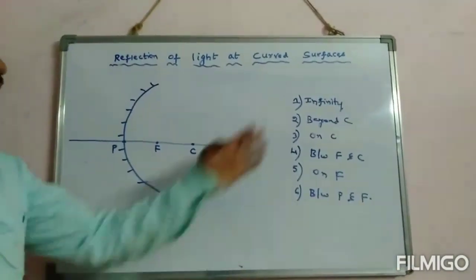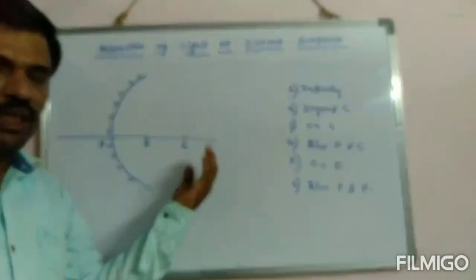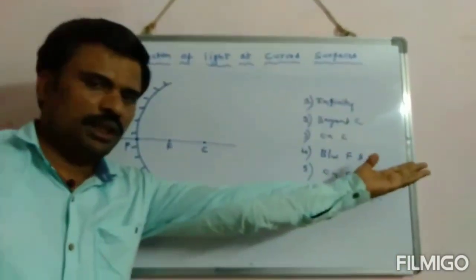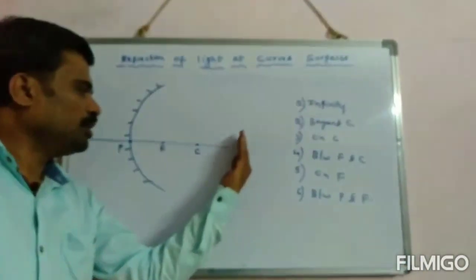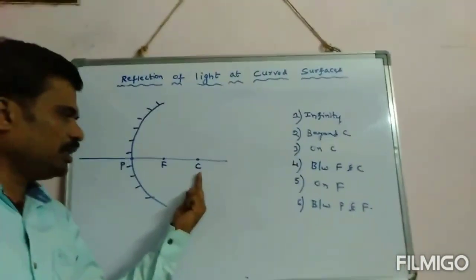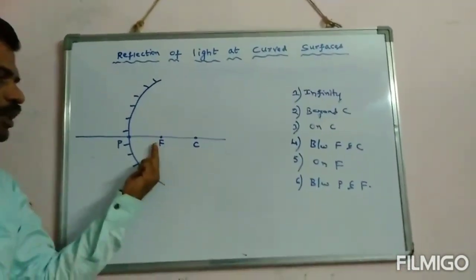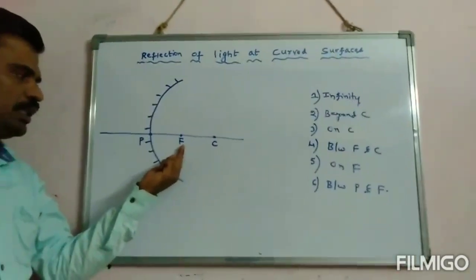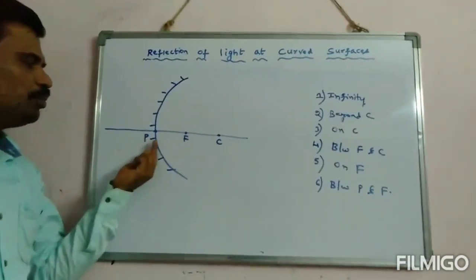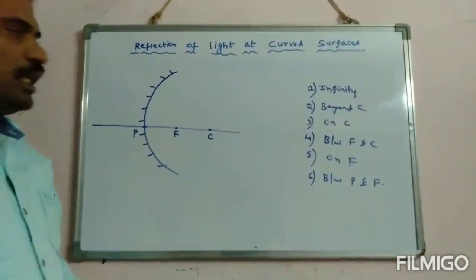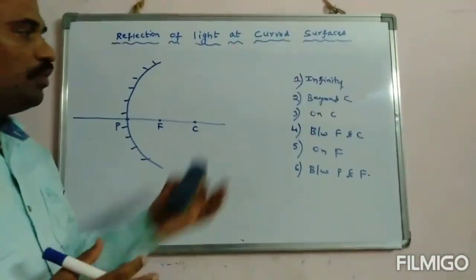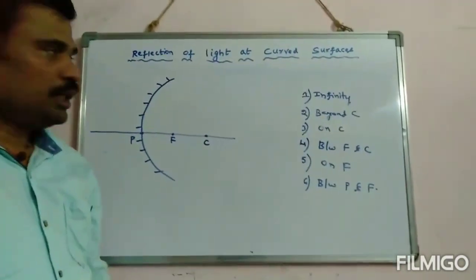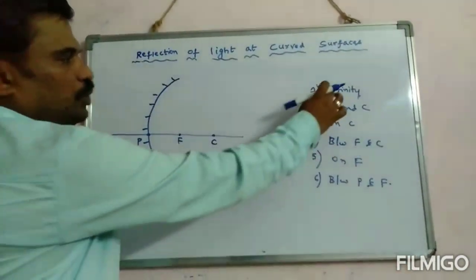Have you understood? We can place the object at 6 positions. First, at infinity. Second, beyond C. Third, on C. Fourth, between F and C. Fifth, on focus. And sixth, between P and F. Now, let us see the formation of image when we place the object at these 6 different positions. Now, let us see the first position.